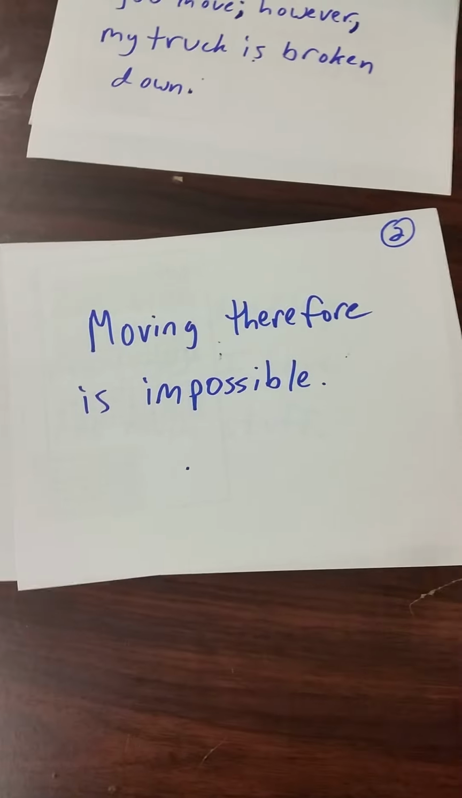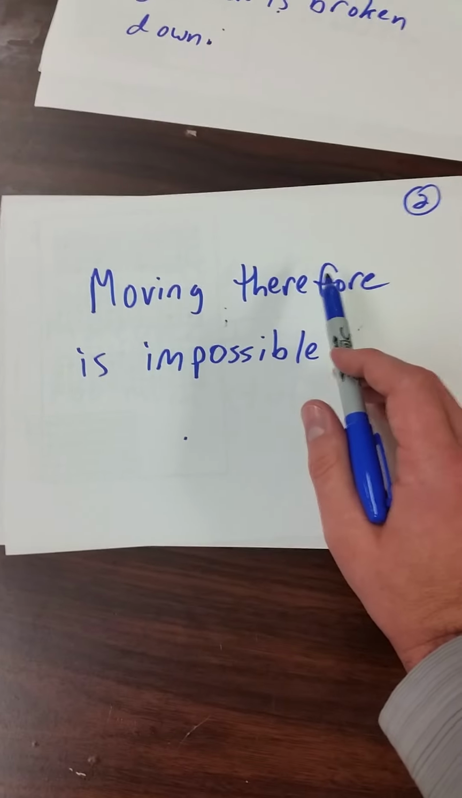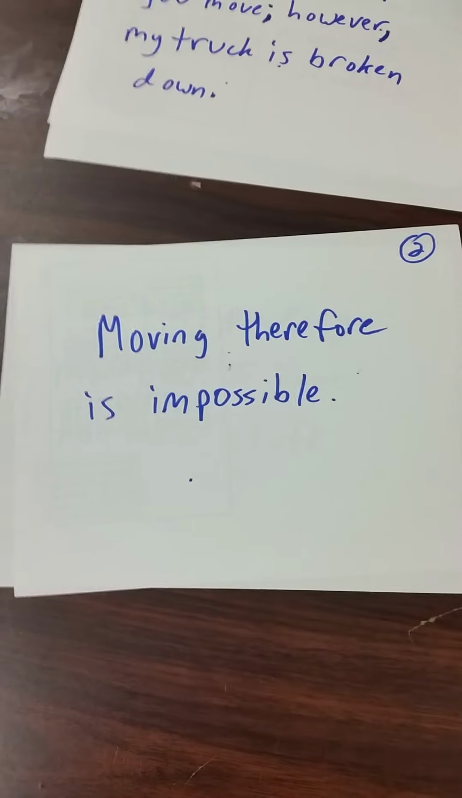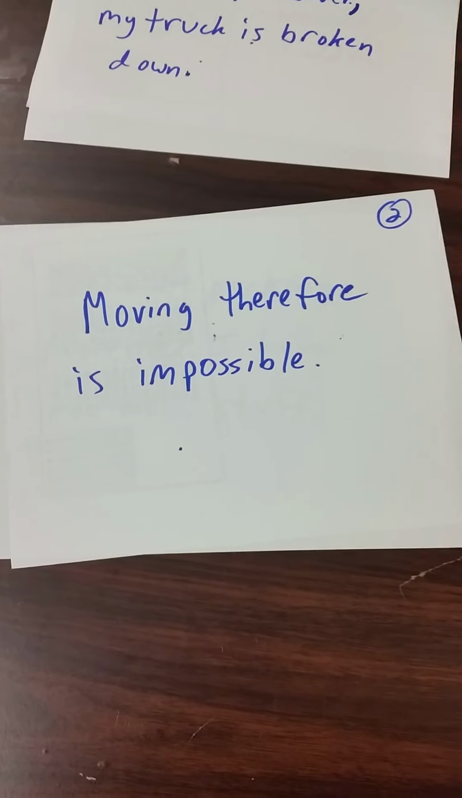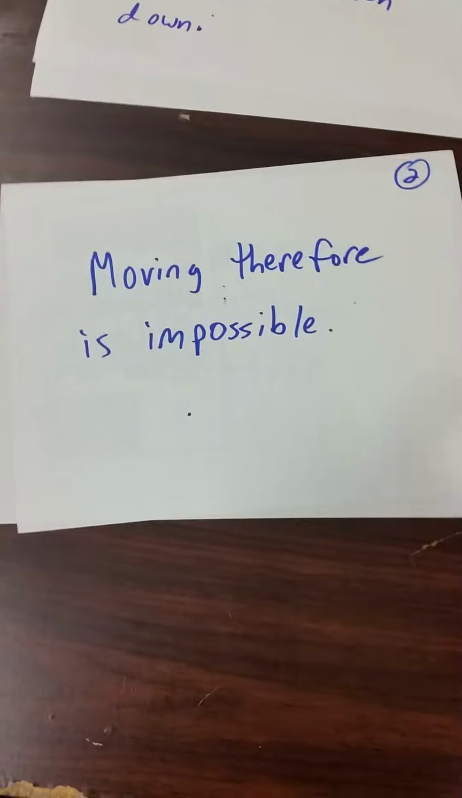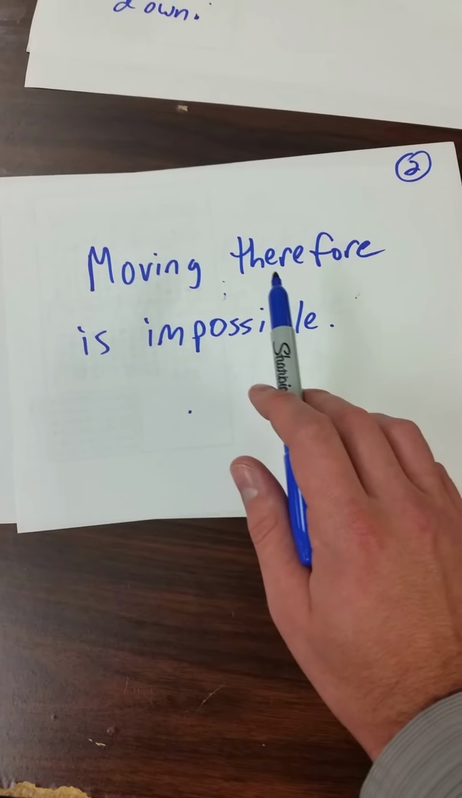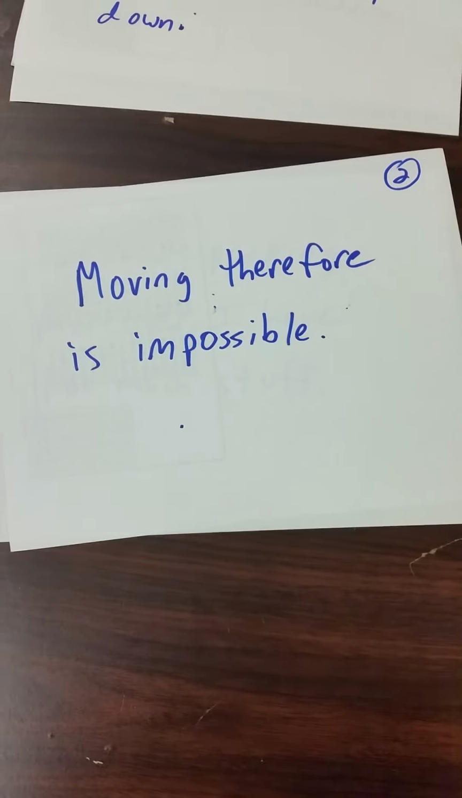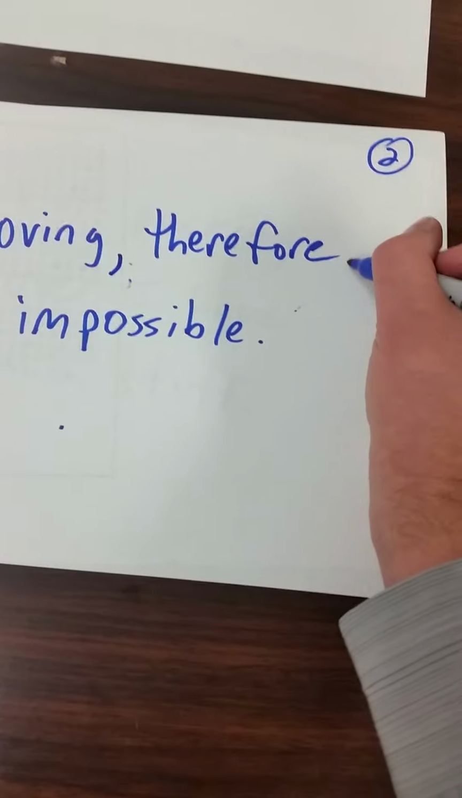Here we see, moving, therefore, is impossible. So again, we have a conjunctive adverb, therefore. However, what we don't have are two independent clauses. Here we have only one independent clause. The point of this sentence is that moving is impossible. The therefore adds a little bit of additional information. So instead of using a semicolon, we actually use two commas.